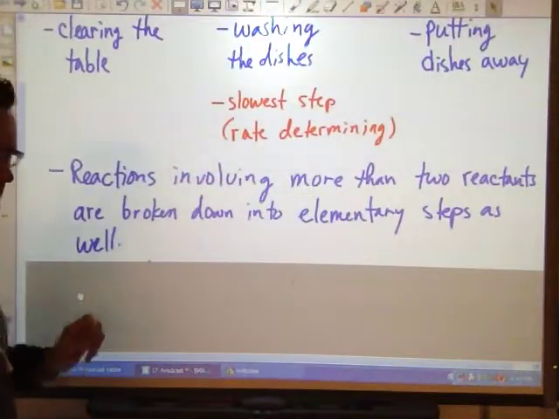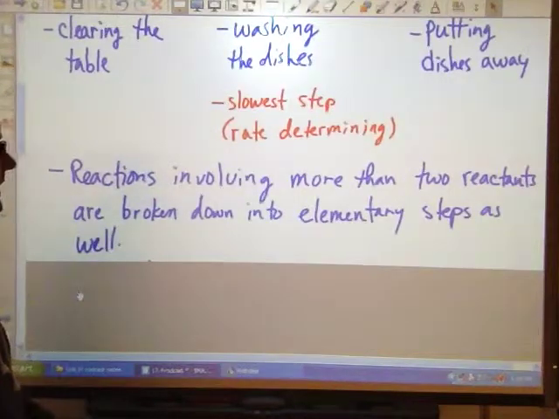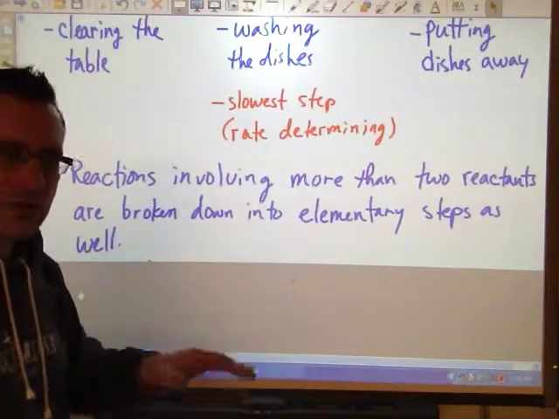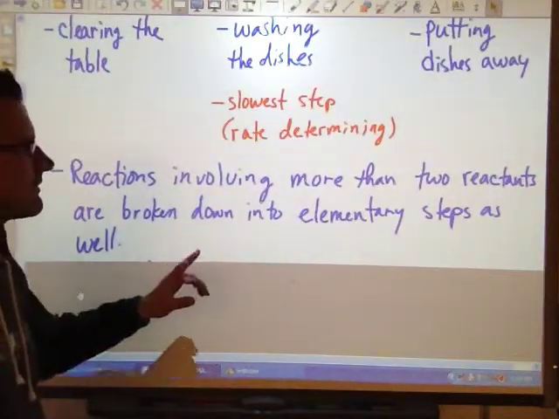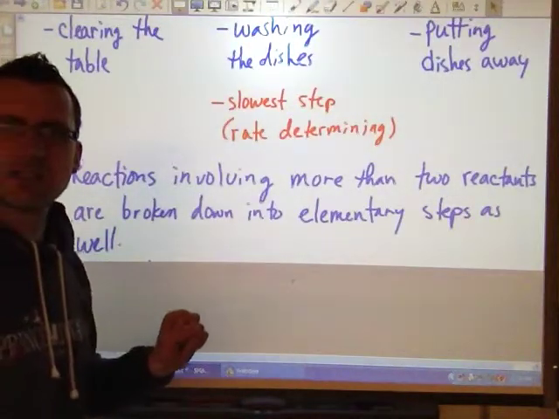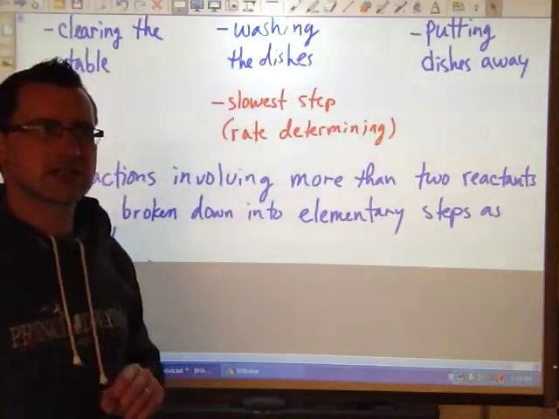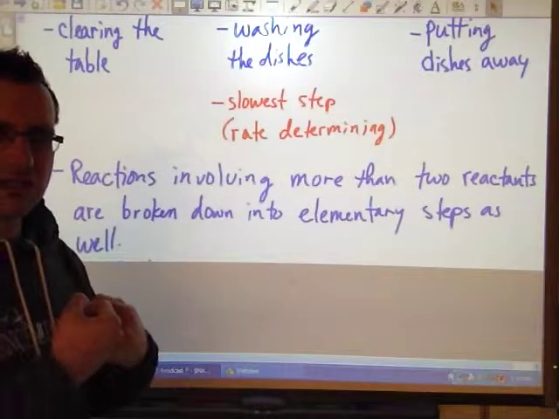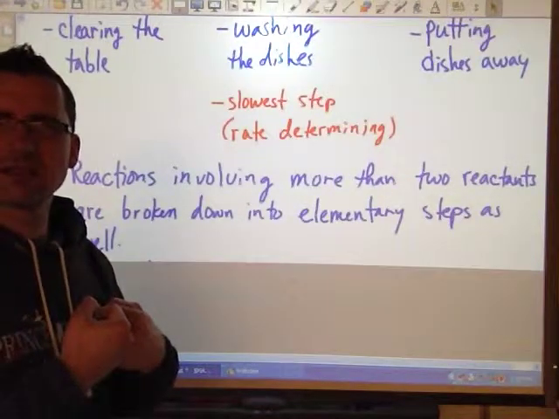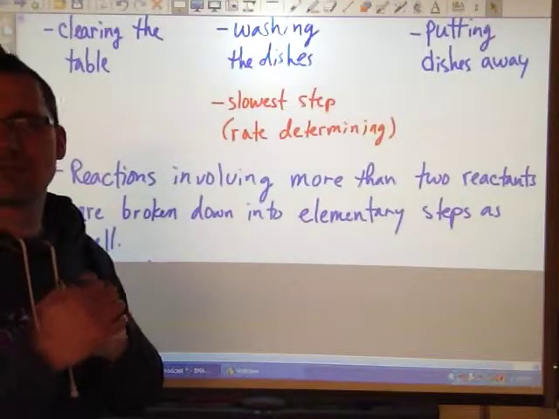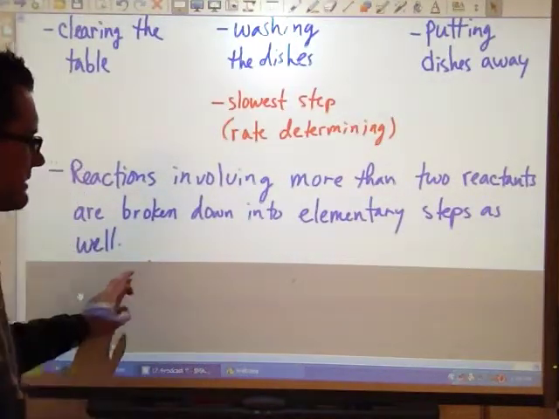So, from a chemistry point of view, reactions involving more than two reactants are broken down into elementary steps as well. So, doing dishes, broken down into steps. A reaction involving more than two things is broken down into a series of steps too. Because you have to think about it: for a successful reaction, molecules have to hit in the right way with enough energy. So if you had more than two reactants, they'd have to all come together in the right way with the right energy. Extremely difficult for more than two reactants to do that.